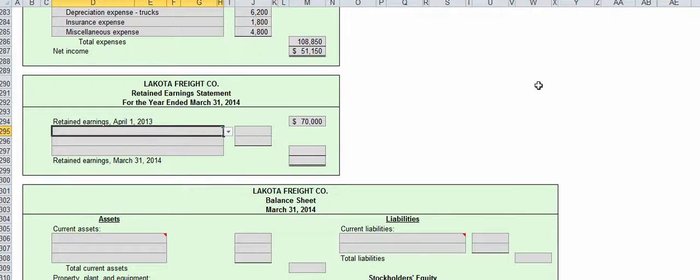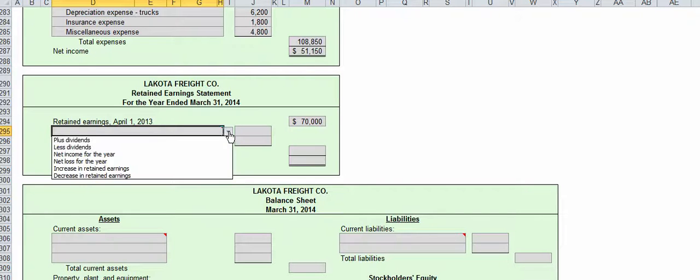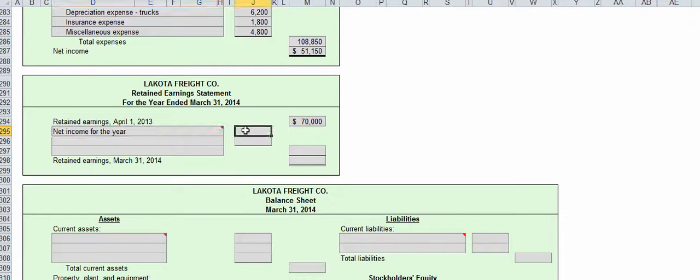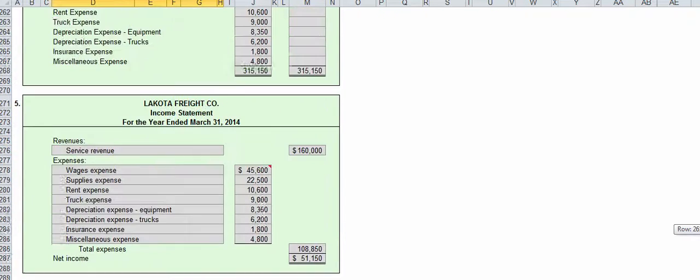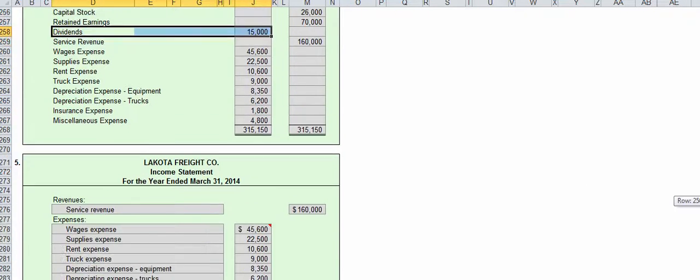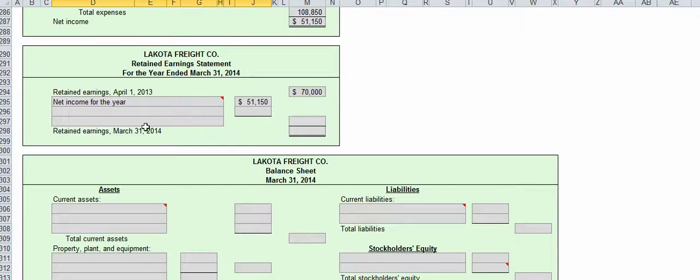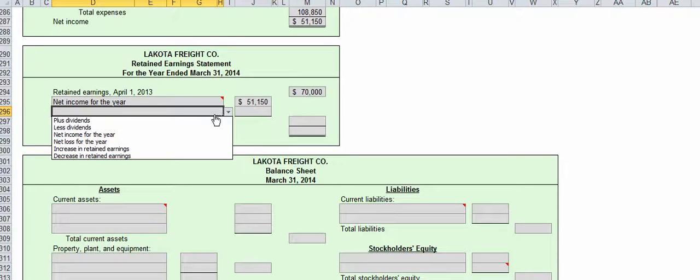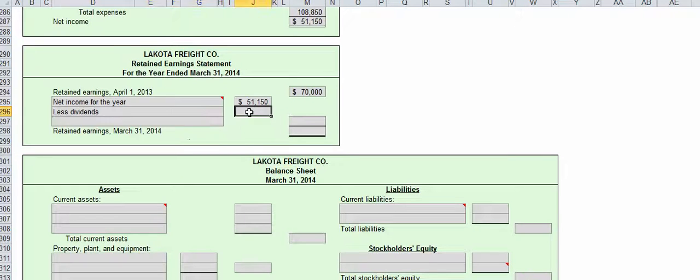Okay, now we want to add to that our net income for the year, $51,150 from above. Right here, $51,150. Now we will deduct dividends. We'll pick those up from here. Our dividends for the year were $15,000. Less dividends, $15,000.